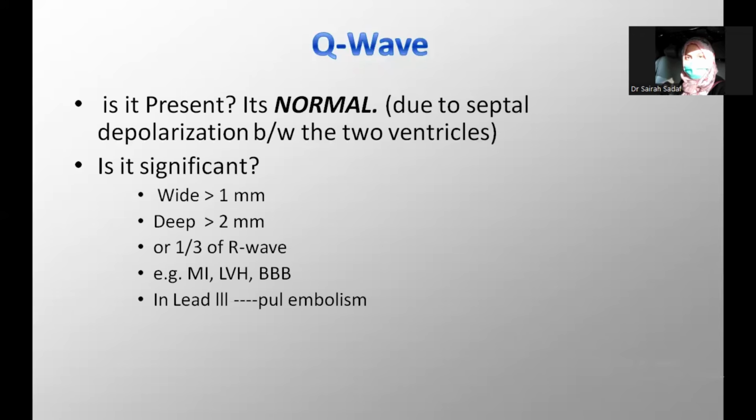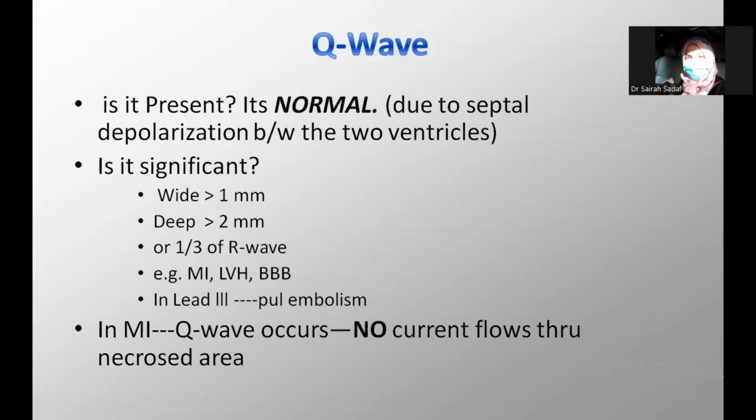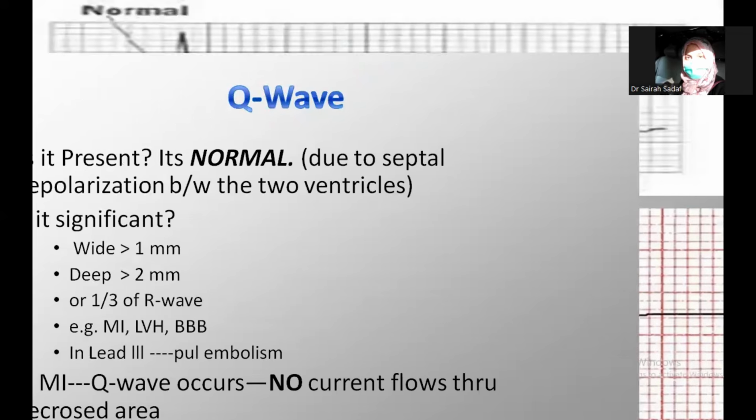It is significant when it is wide, more than one small square, or deeper, more than two small squares, or 1/3 of the height of the R wave. It is present in myocardial infarction, LVH, and bundle branch block. And in lead 3, when it is present, it may represent pulmonary embolism, not always. In myocardial infarction, why is the Q wave there usually? Just for your information, FYI: when no current flows through the necrosed area, a Q wave is produced.